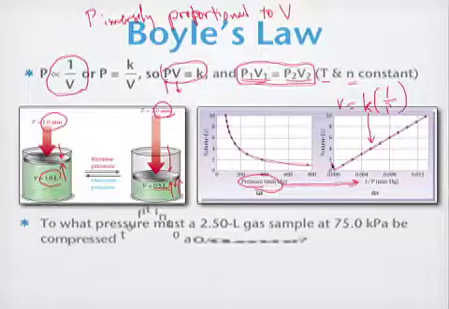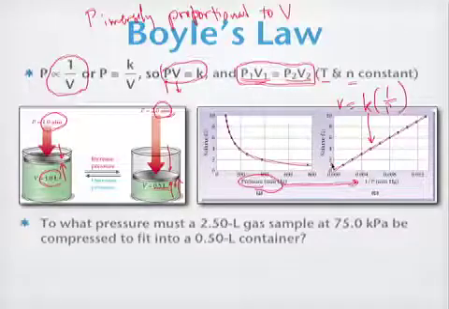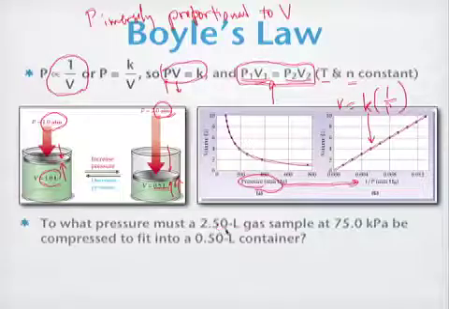If we look at a particular problem, this is going to come back to our functional formula for Boyle's law. We're going to start off with a volume of 2.50 liters of gas. That's going to be our V1. Our initial pressure is going to be 75.0 kilopascals. Our second volume is going to be 0.50 liters. And why don't you pause the video now and go ahead and do this problem.